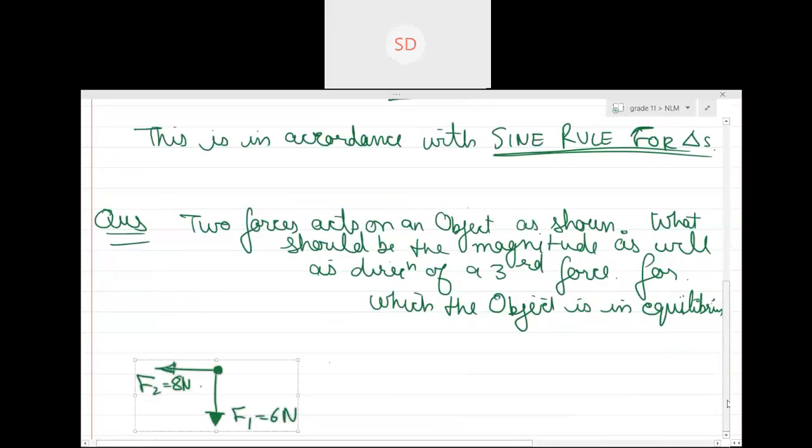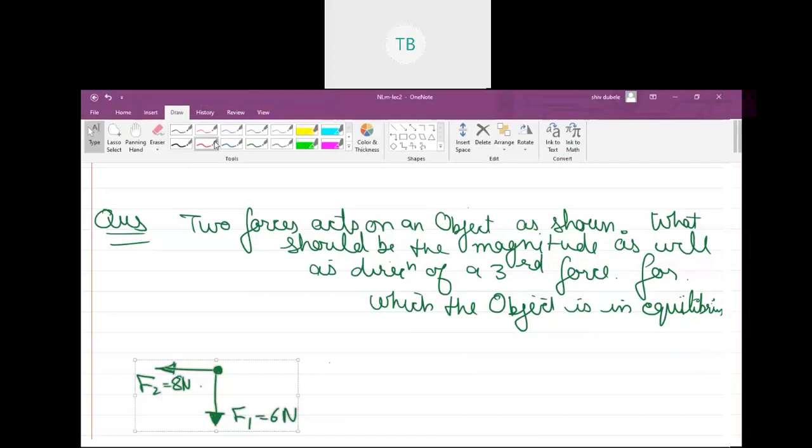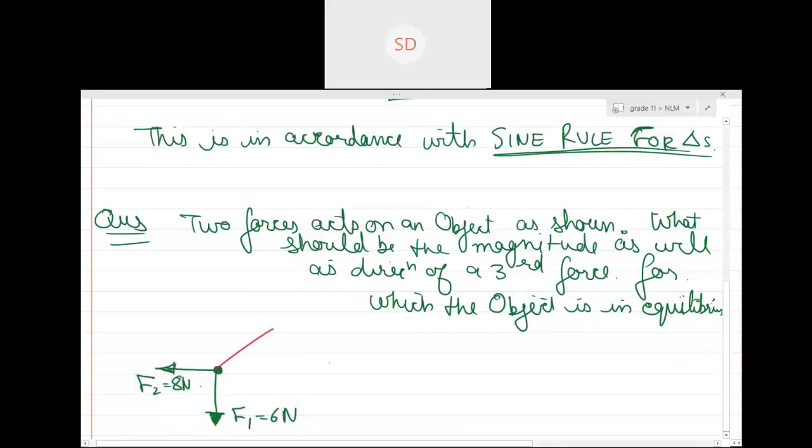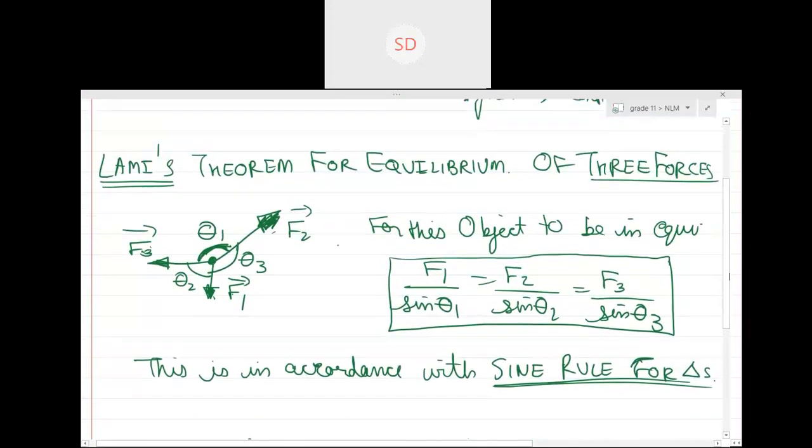So you assume this thing, guys, that, Sir, it's not written. Let's say the third force is like this at an angle theta with the horizontal. Sir, could you show me the formula? Yeah, sure. So this is what we have to do. One second, sir. F sin.